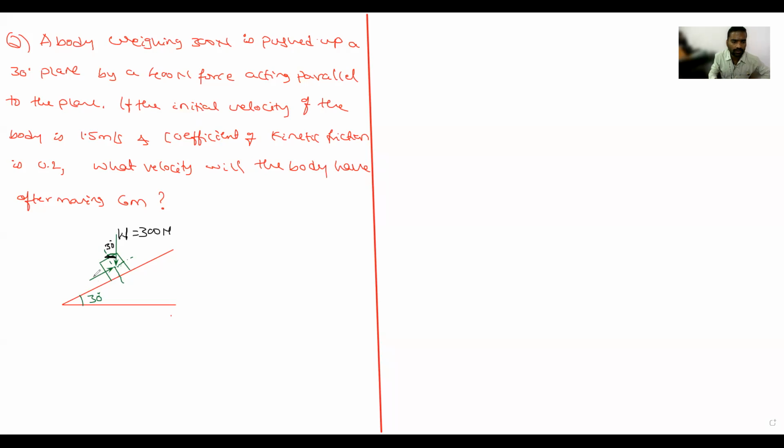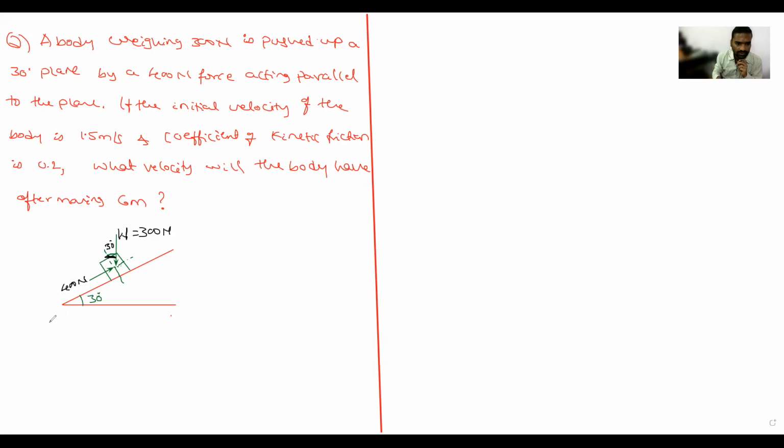The weight is 300 Newton, and the applied force is 400 Newton. A body weighing 300 Newton is pushed up a 30-degree plane by 400 Newton force. The initial velocity of the body is 1.5, and the coefficient of friction is given. What will be the velocity after the body has moved 6 meter? You have to apply the work equation: total force into displacement is equal to change in kinetic energy. So that you will get the formula.